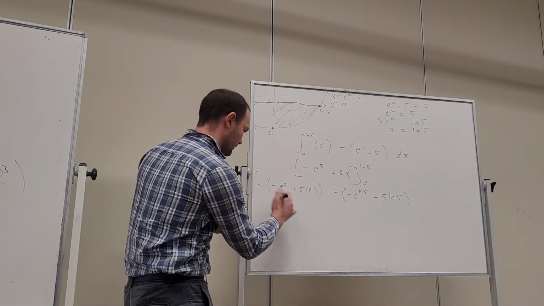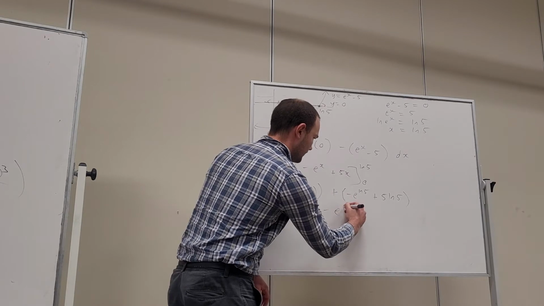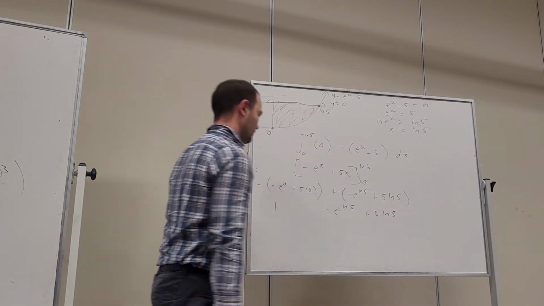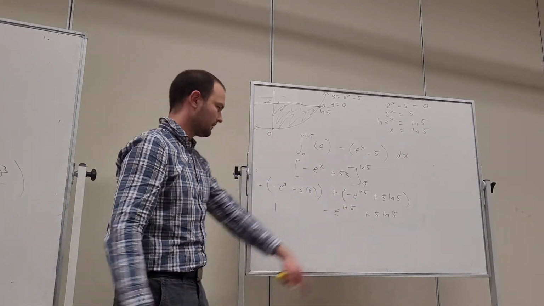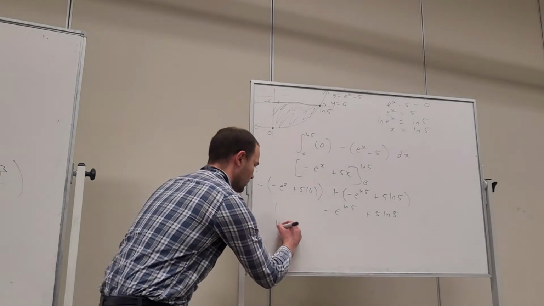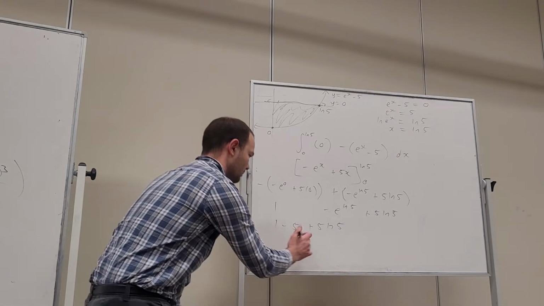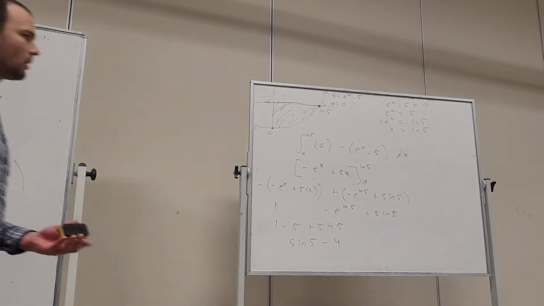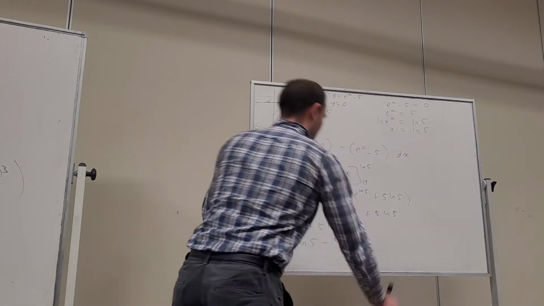Okay, so what are we going to have? We're going to have 1, that's 0, then here we've got e to the ln 5 and plus 5 ln 5. Okay, so minus e to the ln 5 simplifies to be 5. So we've got 1 take 5 plus 5 ln 5. What have we got? We've got 5 ln 5, take away 4. Alright, so we've found the area exactly. Units squared.